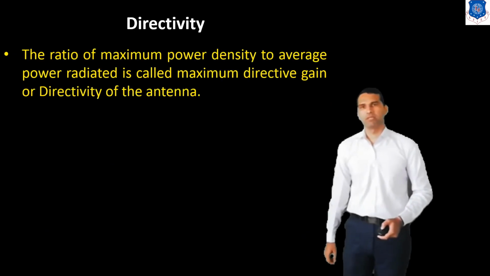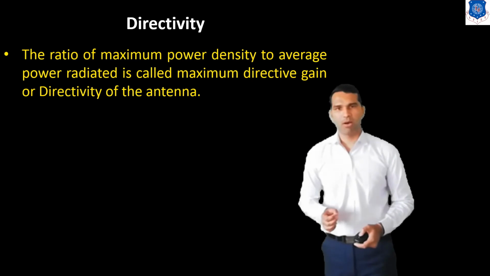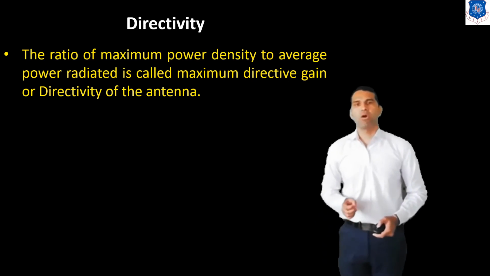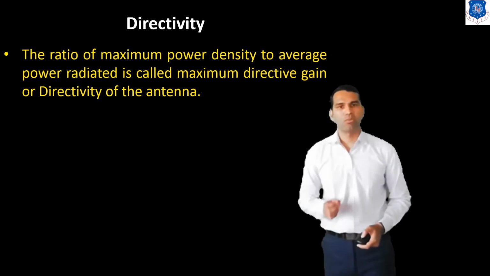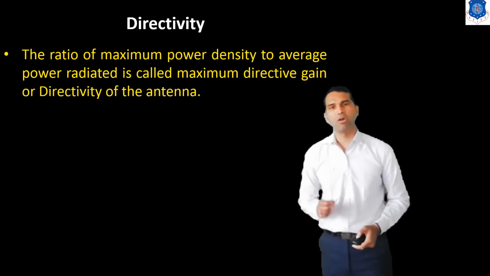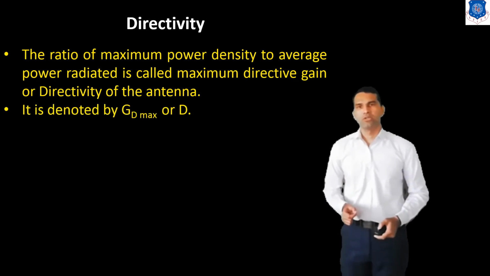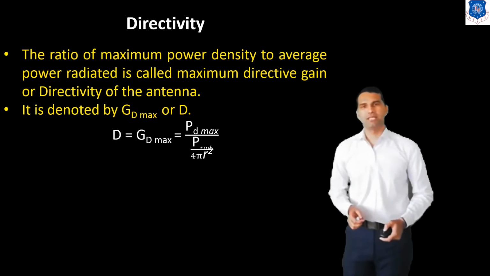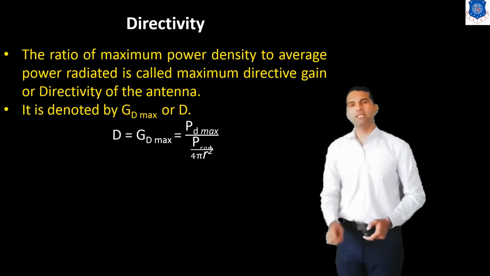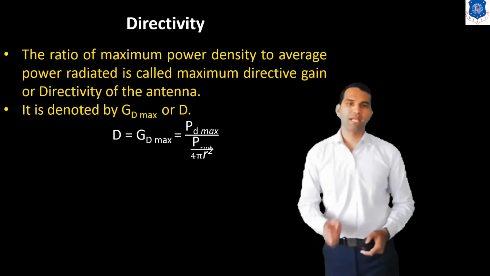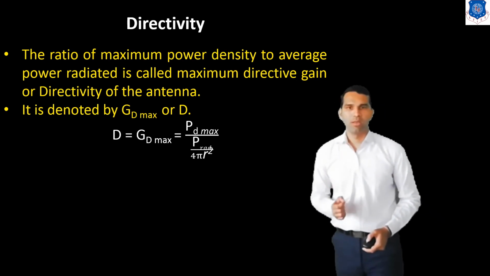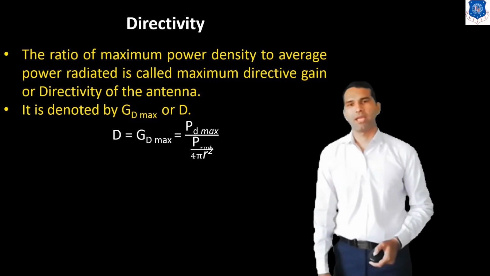Now, directivity. The ratio of maximum power density to average power radiation is called the maximum directive gain, or we can say the directivity of the antenna. It is denoted as G_D maximum, or we can write it as D. D indicates directivity. So D is equal to G_D maximum, or the directive gain, which is equal to P_D maximum upon P radiate upon 4 pi r squared.